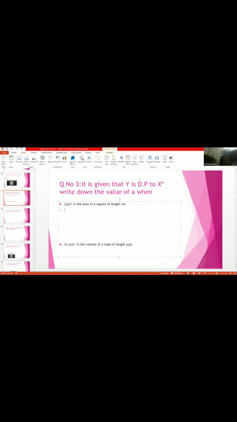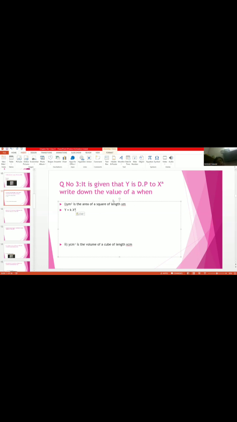Look here. Y is directly proportional, so you have to write y is equal to, for directly proportional, you have to use the letter k, and then x raised to power a. This is the equation which you already know. If y is directly proportional to x raised to power n, this means y is equal to kx^n. Clear?